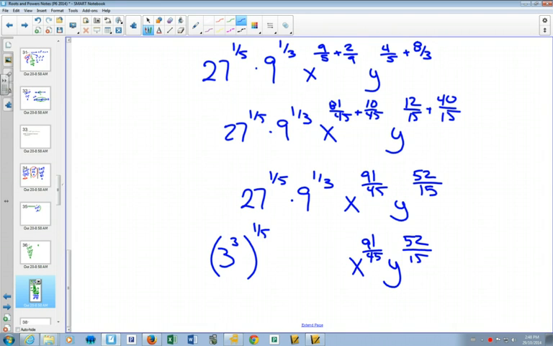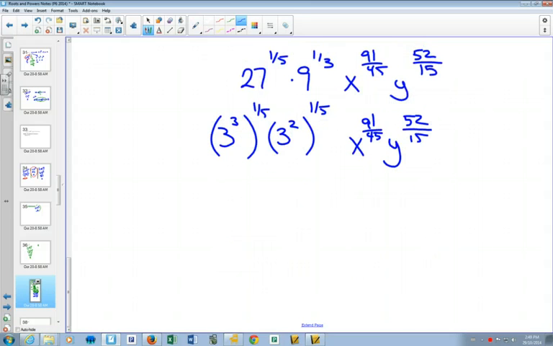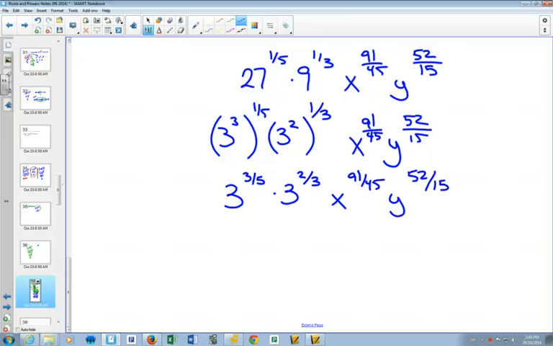So 3 cubed is 27. What can we do for 9? 3 to the power of 5 is not 9. Wait. Oh, we're doing 3 to the power of... I'm replacing this 9. What would go here? 3 to the power of 2. Oh, so then, now I can use some more exponent laws. I have 3 to the 3/5 times 3 to the 2. Oops, this should be a third, right? Sorry, little typo there. 3 to the 2/3. You asked for a hard question.